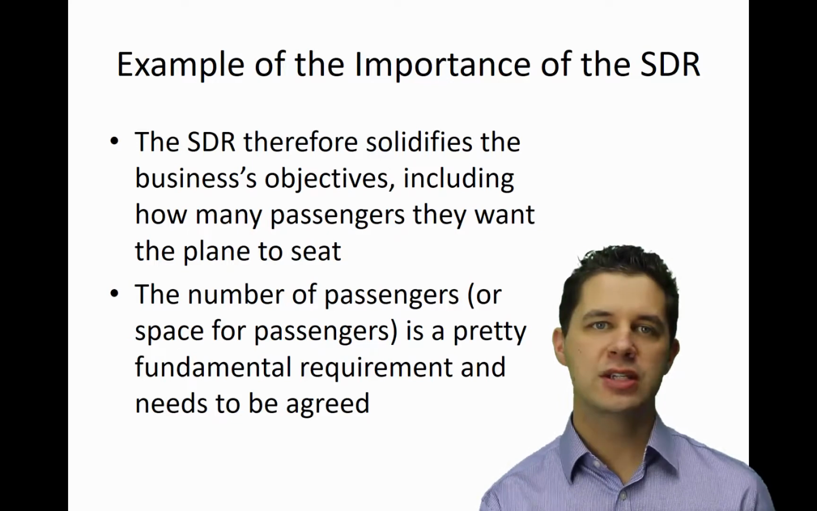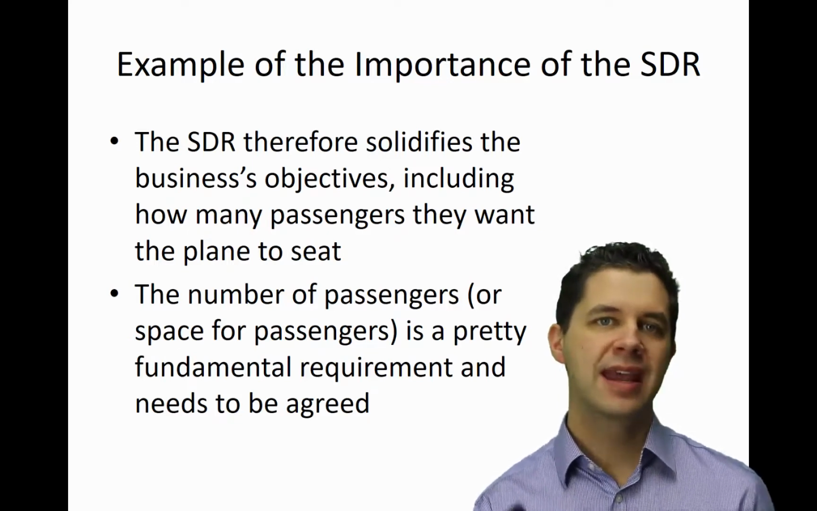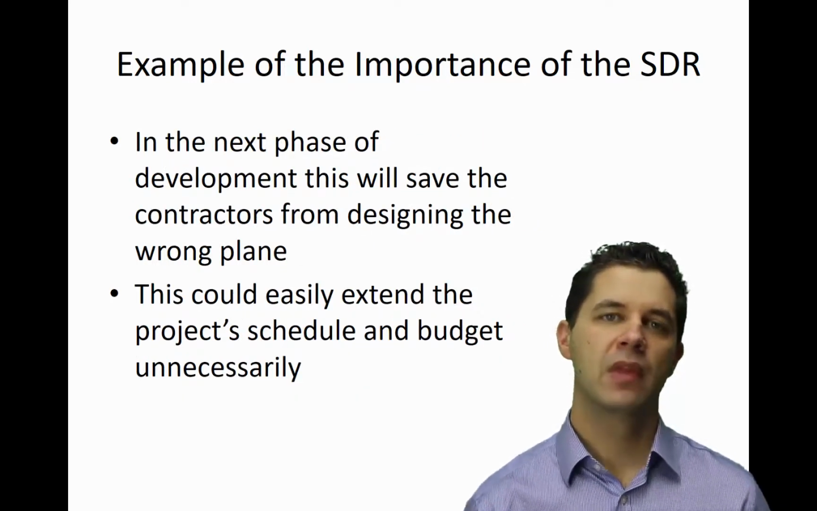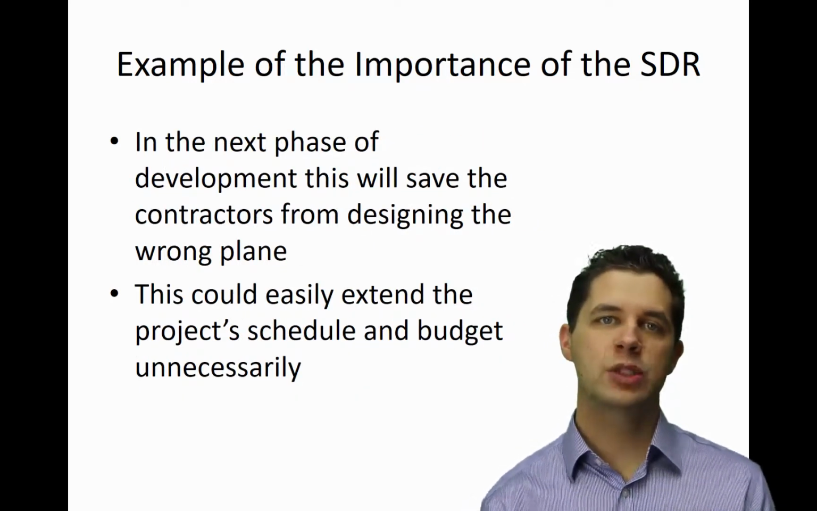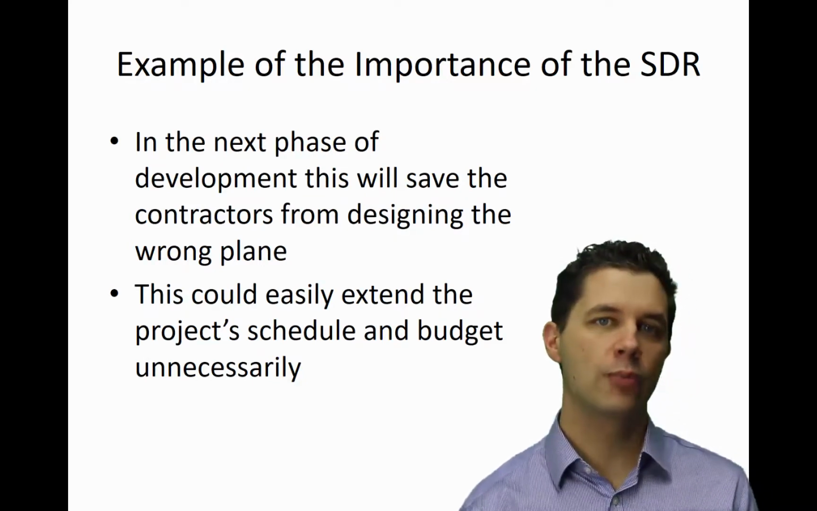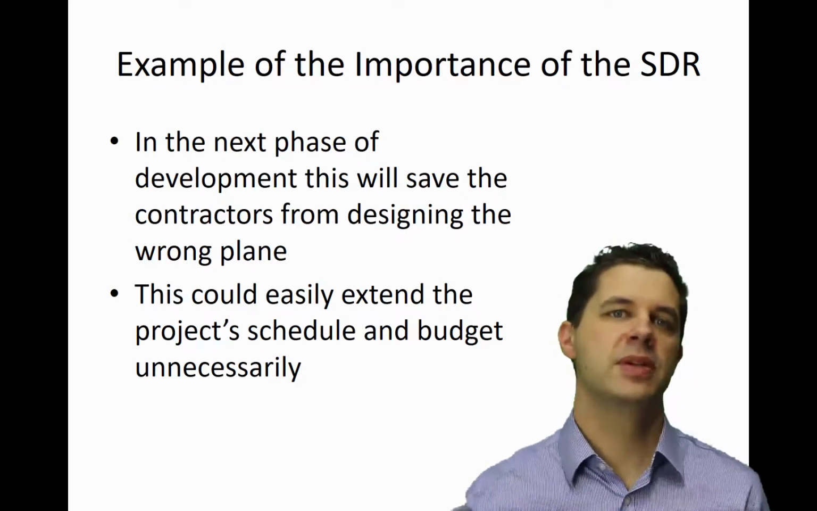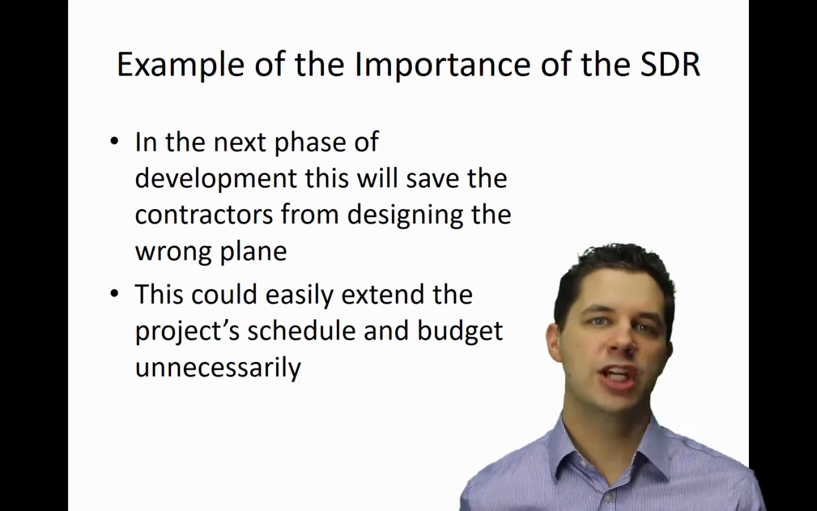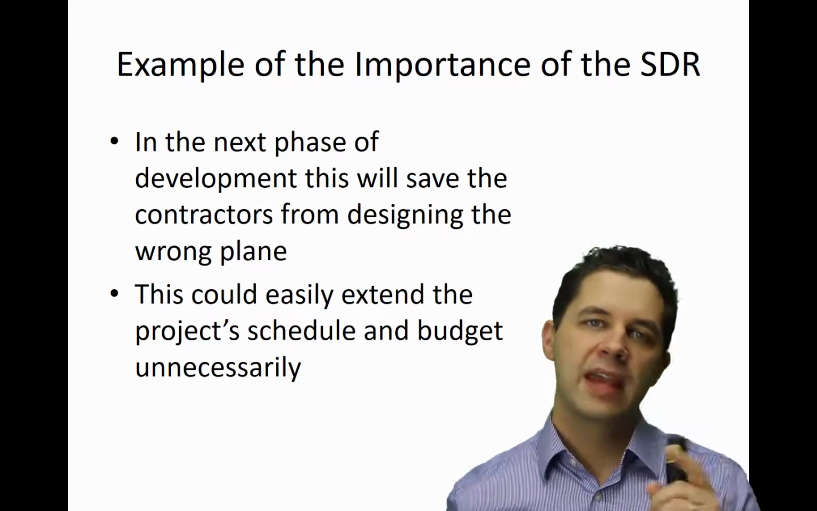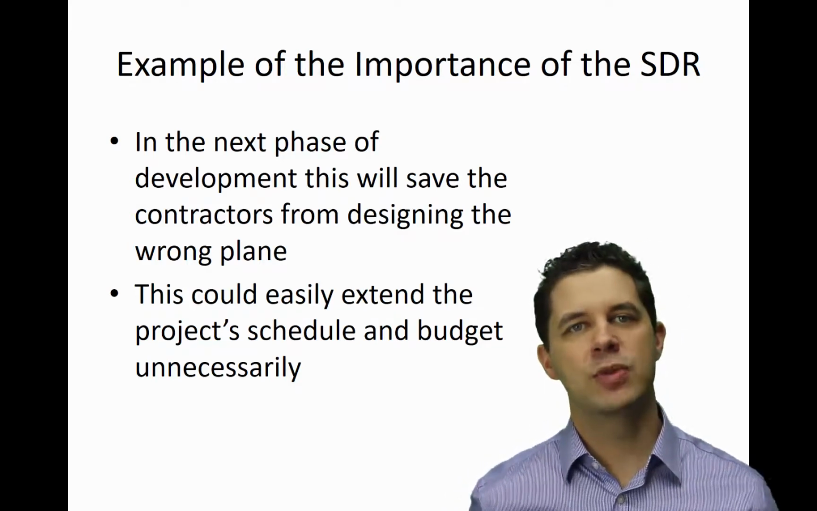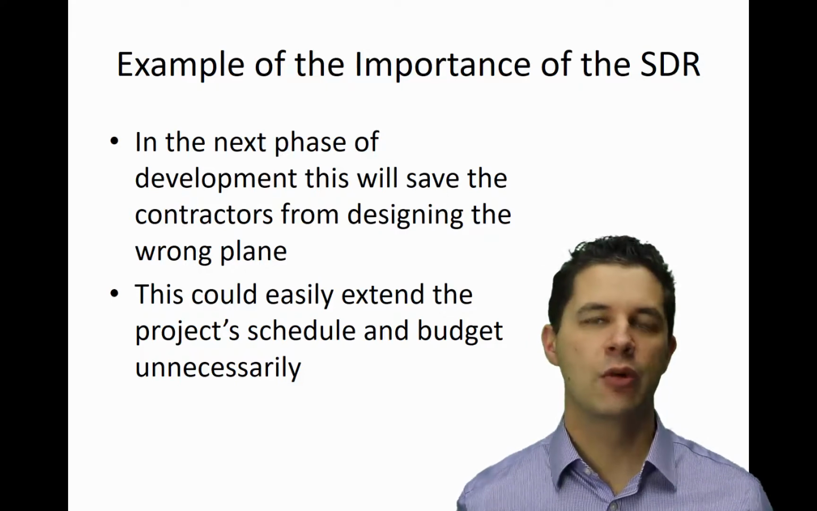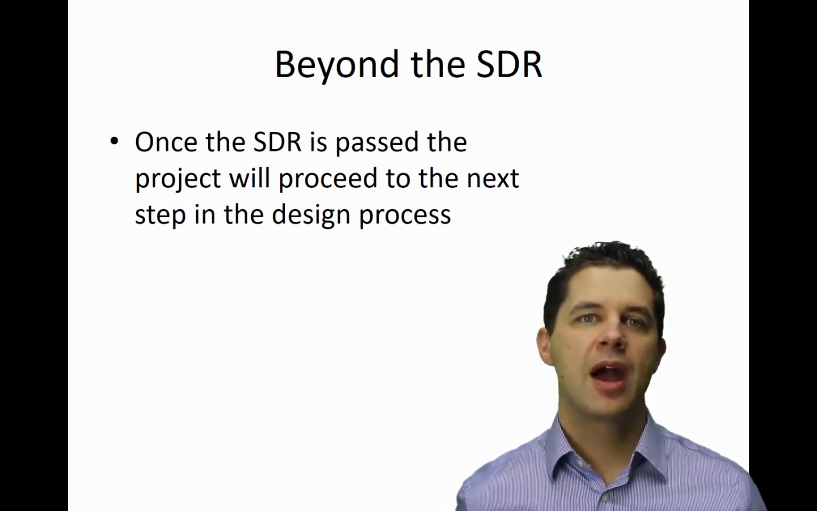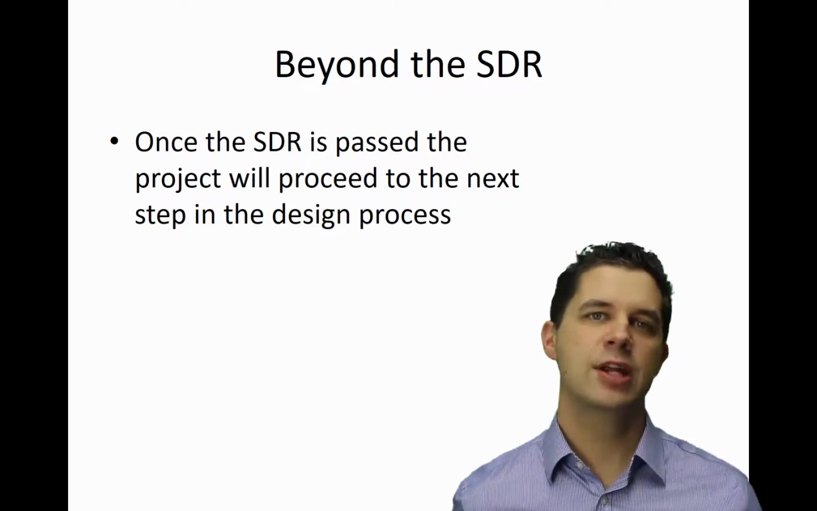The number of passengers or space for the passengers is a really fundamental requirement and needs to be agreed at this stage. In the next phase of development, knowing this will save the contractors from redesigning the wrong plane and trying to scale everything up to be double the size. And this sort of failure at this stage could easily extend the project's schedule and budget unnecessarily. If we get right the requirements, our likelihood of success will be much, much higher compared to getting the wrong requirements and then having to redesign. So once we've passed this system design review, the project will continue on to the next stage in the design process.